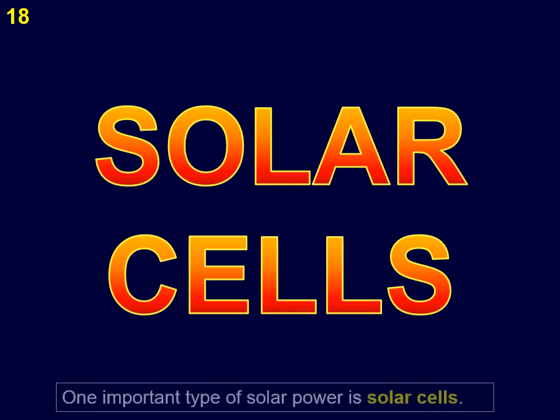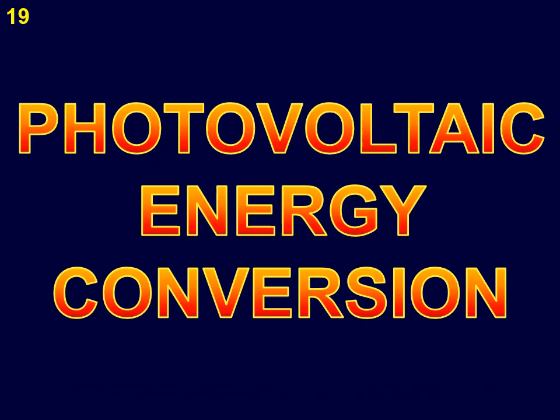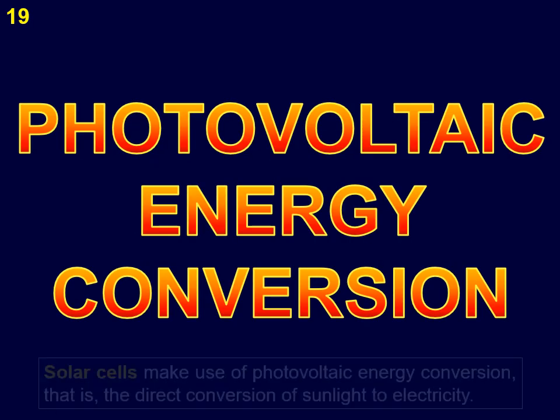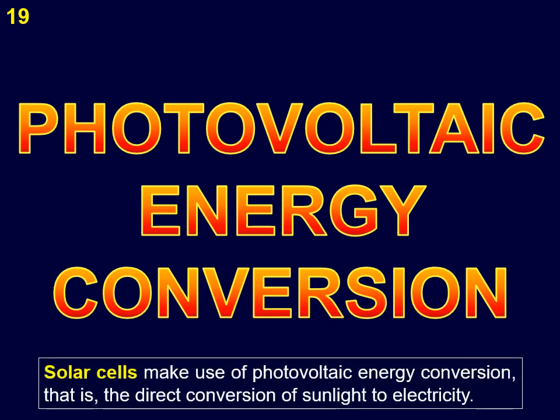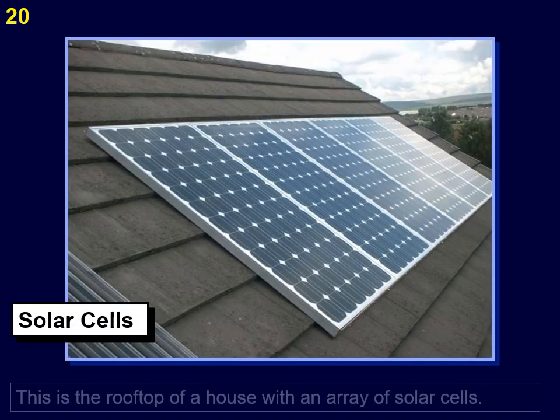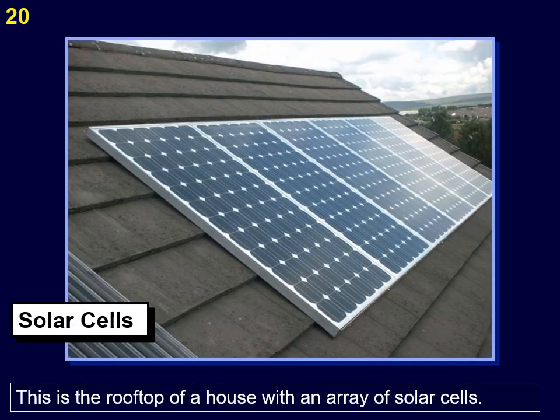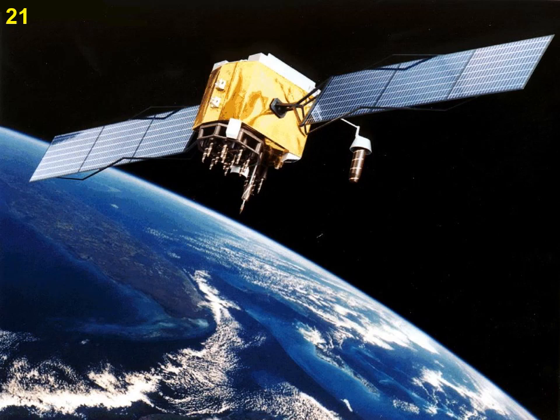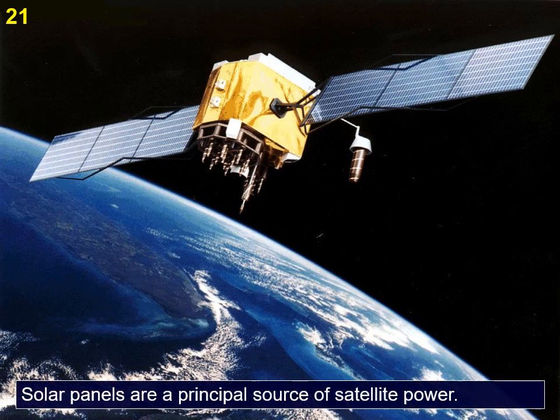One important type of solar power is solar cells. Solar cells make use of photovoltaic energy conversion. That is the direct conversion of sunlight to electricity. This is the rooftop of a house with an array of solar cells. Solar panels are a principal source of satellite power.